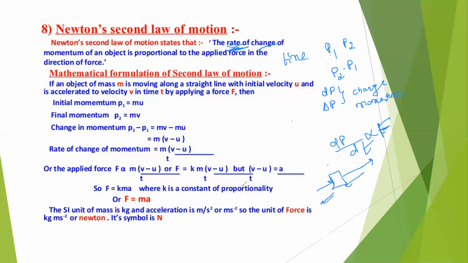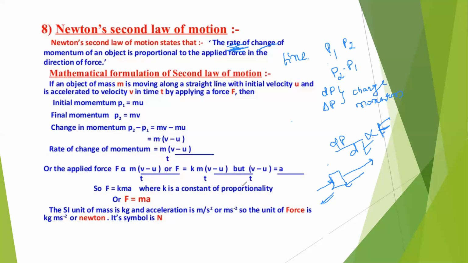So how do we write change in velocity? That is final velocity minus initial velocity, which will give the change in velocity. Here, change in momentum is therefore final momentum minus initial momentum. That is mv minus mu, which is equal to m into bracket v minus u. Here m is common, therefore I can take it out. Therefore it becomes m into bracket v minus u.